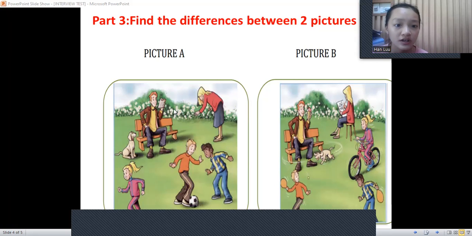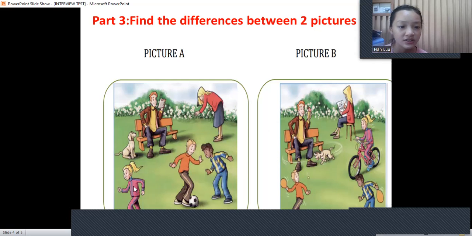Okay, second point. In picture A, the man is reading a book, but in picture B, the man is eating an ice cream. Okay. In picture A, the dog is looking at the man, but in picture B, the dog is running around the man. Okay. In picture A, the girl is running, but in picture B, the girl is riding a bike.